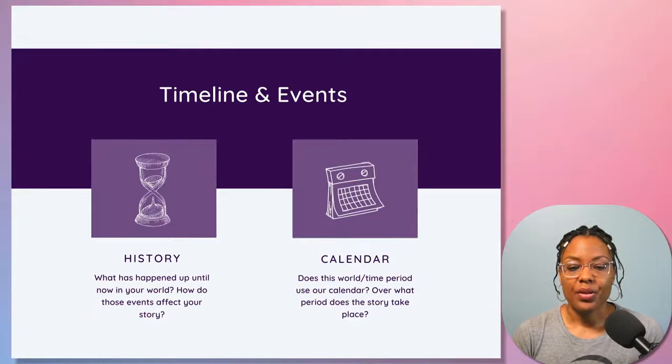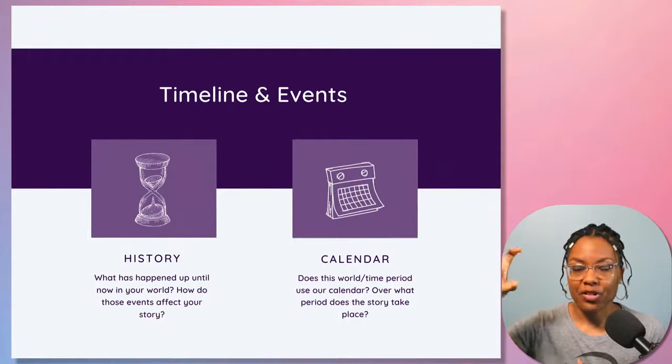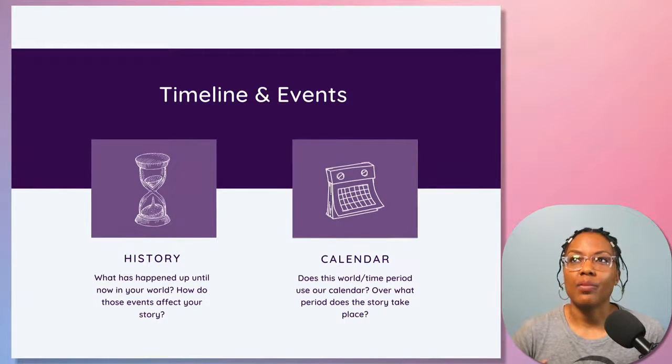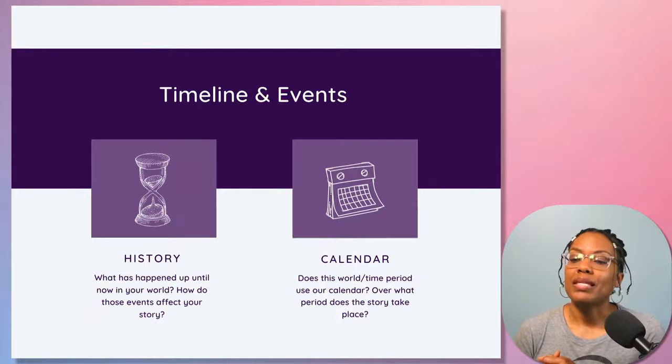Also, timeline and events. So the history, what has happened up until now in your world, and how do these events affect your story? So for the Earthsinger Chronicles, Second World Fantasy, I did have to create about 500 years of history. I just did big picture things that people would talk about. I thought about, what do we talk about in history in our world? What were the big wars? What were the big disasters? What were the conflicts? And everything that I created in my invented history of my world was something that could potentially affect the events of the story.